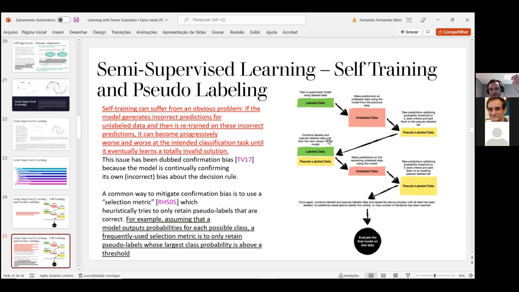So a common way to mitigate this confirmation bias is to use a selection metric, which heuristically tries to only retain pseudo labels that are correct, which is treated here in this diagram flow. In this case, the original author of this diagram flow states to take predictions satisfying probability thresholds, which Murphy here assumes as a possible solution for this issue, or k-best criteria. Okay, so basically the idea here is to retain only pseudo labels whose largest class probability is above a threshold.